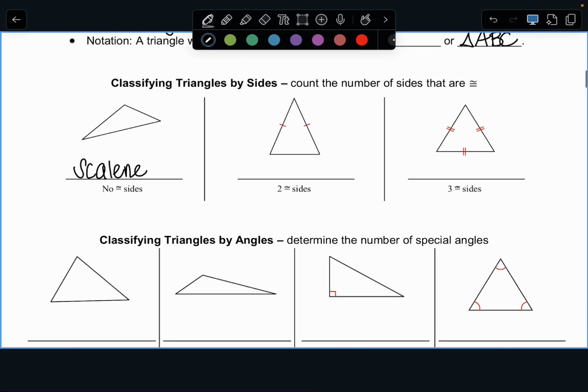Awesome. Okay. Next one, if we have 2 congruent sides, what do we call it? Isosceles. Very good. Isosceles is how you say that one. It's a weird spelling. Isosceles. 3 congruent sides? Equilateral. Perfect. You will just have to know those.